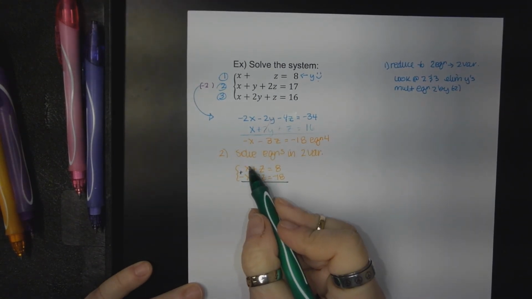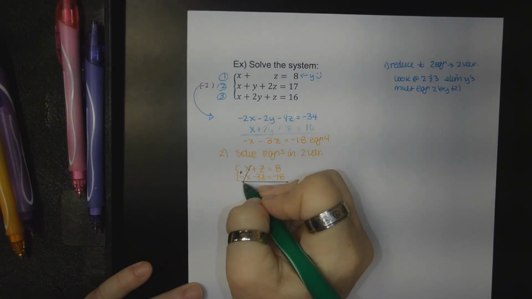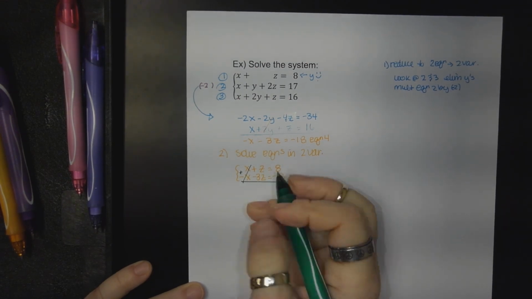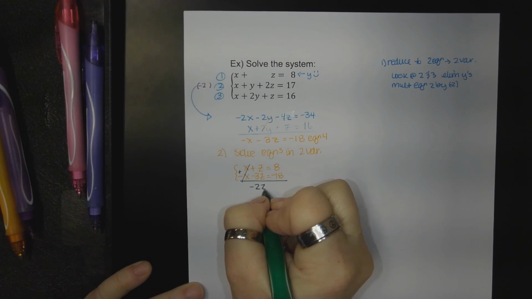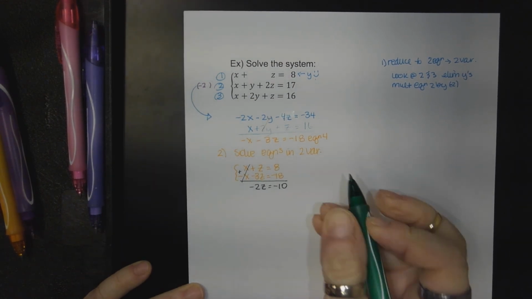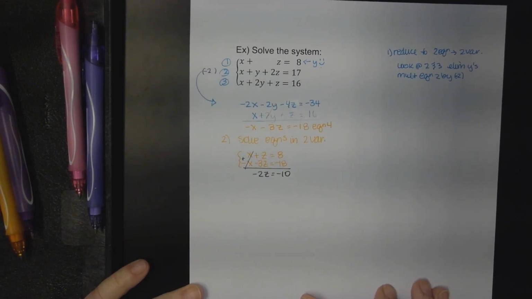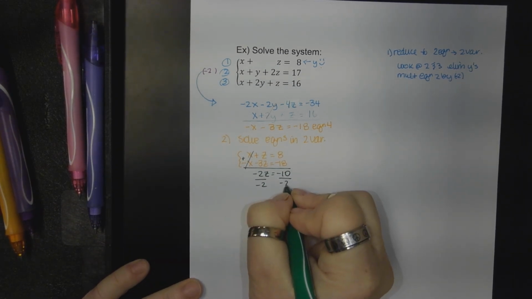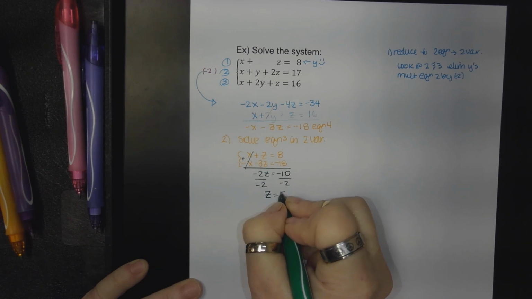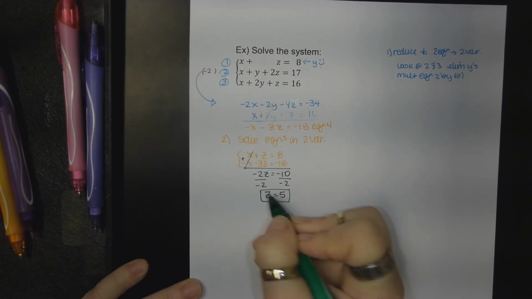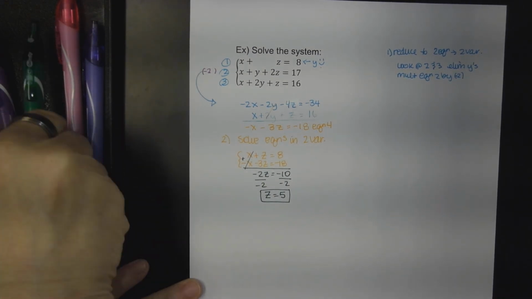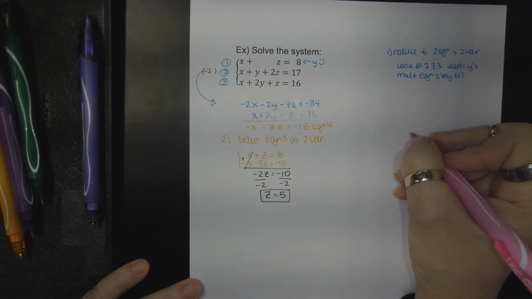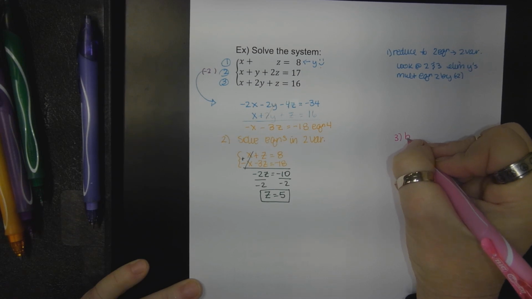Right off the bat we see we have a positive x and a negative x, so these guys are going to cancel. We have a positive z and a negative 3z, so that's going to give us -2z equals -10. Okay. Divide both sides by -2. Z equals 5. So that's step 1 and step 2. Now step 3, let's back sub.